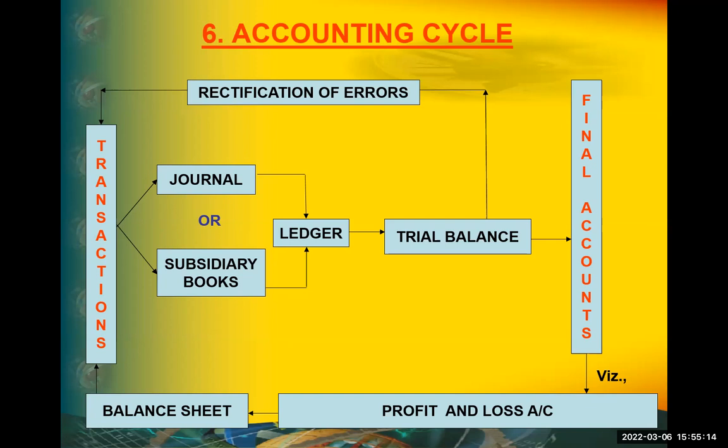Okay, it becomes a little difficult when writing is done by one person. So what do we do? We divide the work among different people. Division of work, in HR you might have studied, no? Specialization-wise, we divide the work. That is called a subsidiary book.